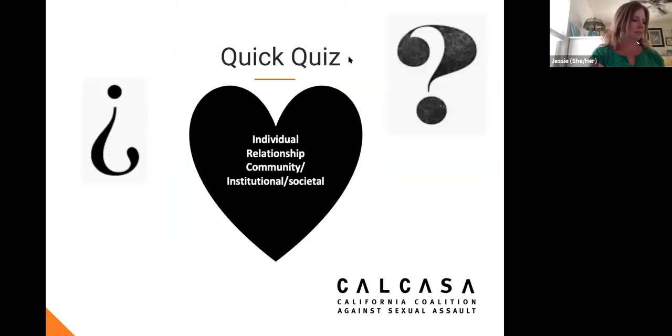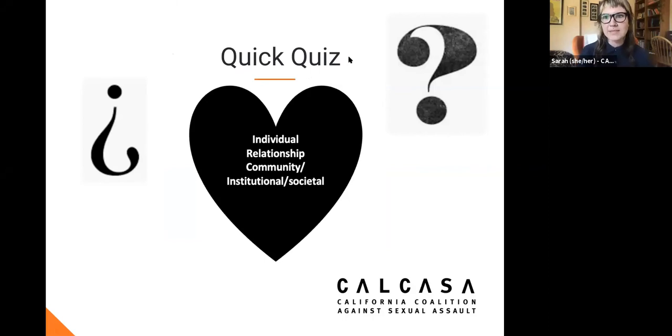Okay, so we are going to move into another quick quiz to provide some scenarios, some examples of situations that are individual, relationship, or community / institutional / societal. So for the last one, we're grouping all of those things together to indicate if an activity is community, institutional, or societal level change, or if it's individual and relationship. So I'm going to go ahead and start getting our polling set up. We'll have just a few questions here.